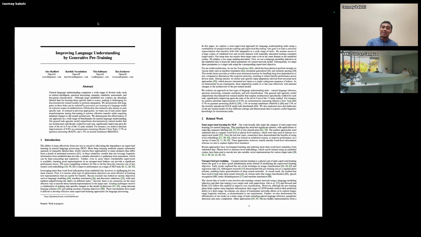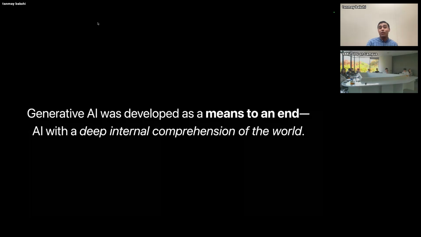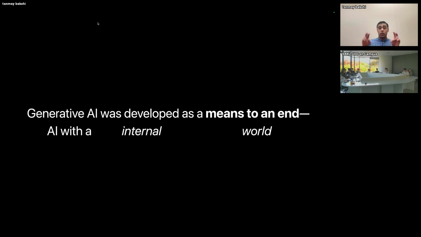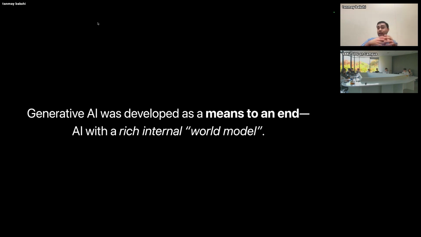But what that really means, though, is that at the end of the day, generative AI was developed as a means to an end. It was never really meant to generate. It was instead meant to work towards better AI models with a much richer internal comprehension of the way that the world works and the way that data is structured. Effectively, we wanted to build AI with a rich internal world model, is what it's called. A model that understands the way the world works really well.